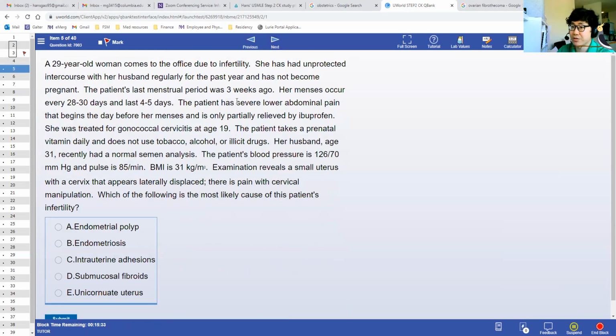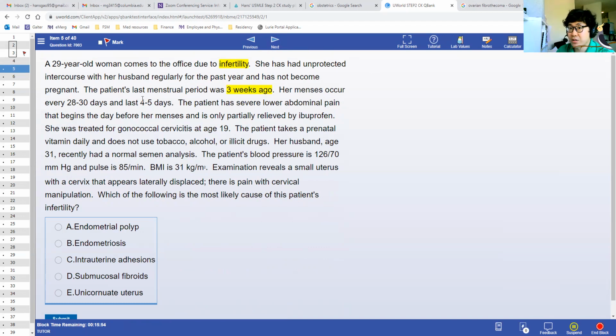All right, next question. It's the cause of symptoms. So it seems like this is a diagnosis question. A 29-year-old with infertility. So many different causes. Unprotected intercourse over the past year and has not become pregnant. Okay, so this is describing an infertility diagnosis.